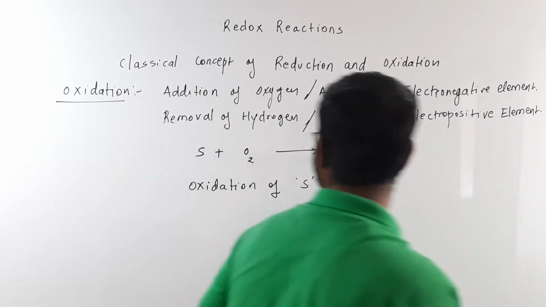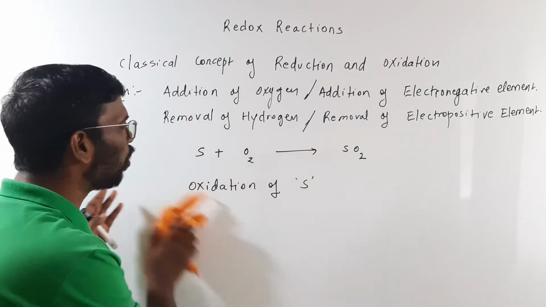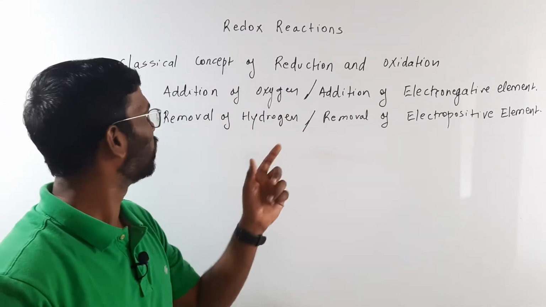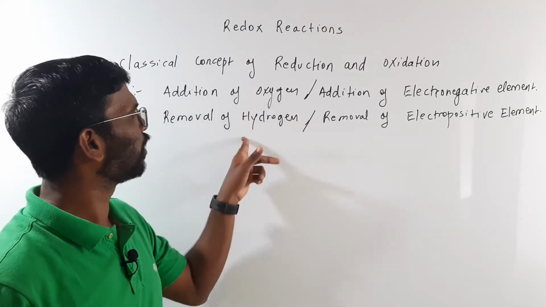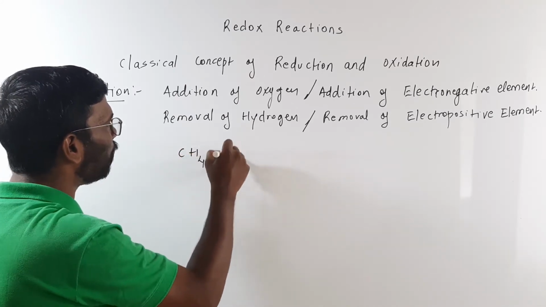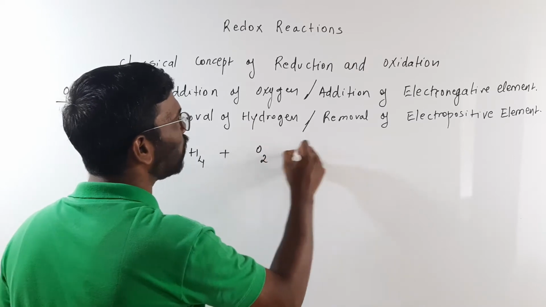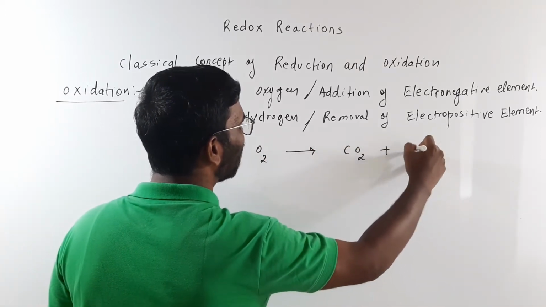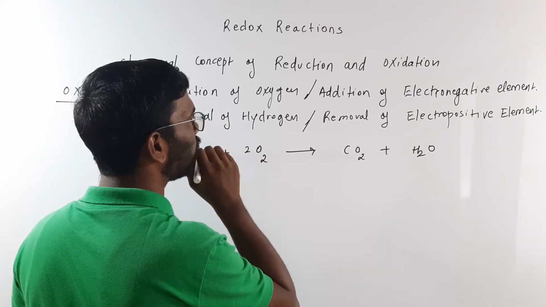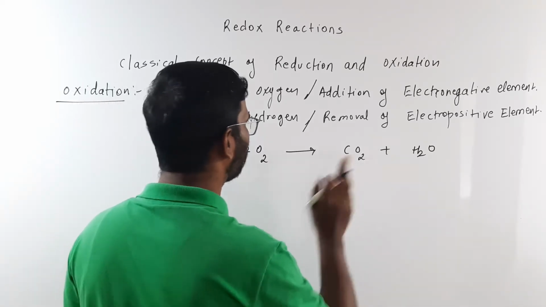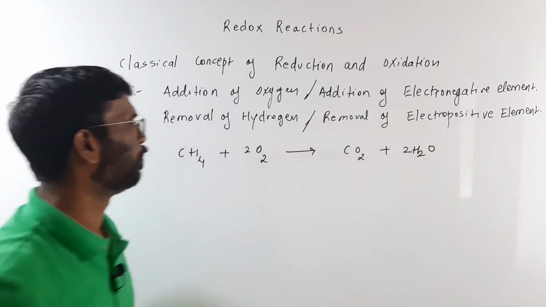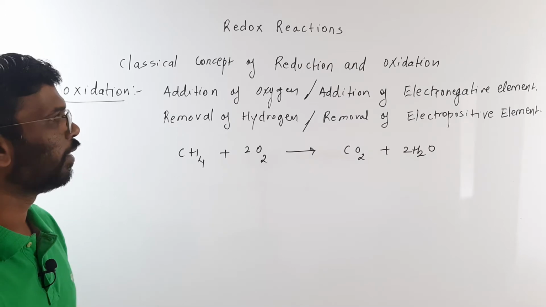We'll take a mixed definition, that is removal of hydrogen and addition of oxygen. There may be a process where both things are happening, that is addition of oxygen and removal of hydrogen. For example, if there is methane and I burn it in the presence of oxygen, what we get is carbon dioxide and water. This is the balanced chemical reaction for this.